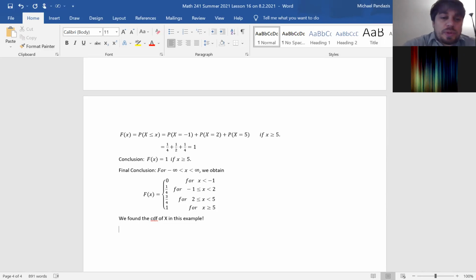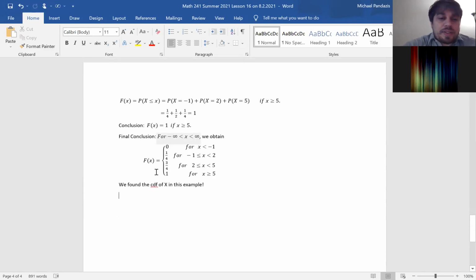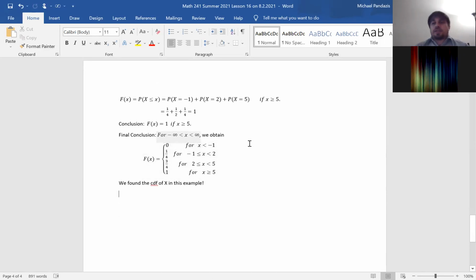Okay, so what I want to do now is graph this function capital F of X to illustrate for you what it's depicting. Make sure you have written down this function capital F of X, because I'm going to go to the whiteboard, and so I won't be able to have that on the whiteboard. So write down your notes right now. For finite little x, or with those inequalities, we obtain this capital F of X.